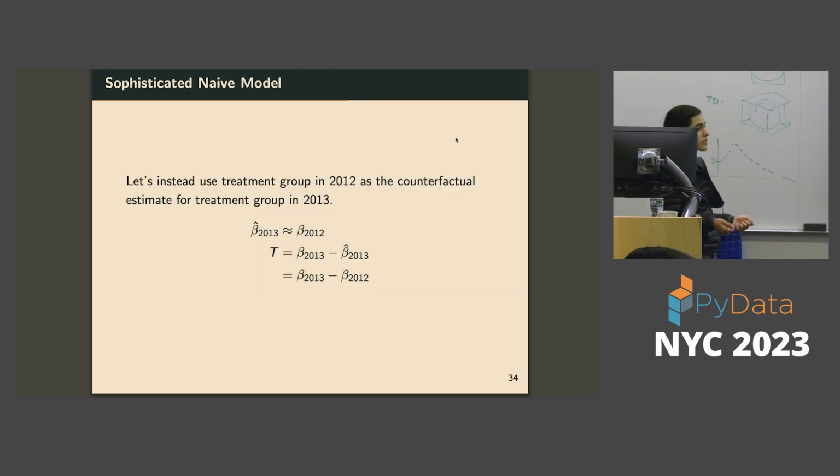So why don't I compare them to their own selves in the previous year, right? So now I want some counterfactual, some what would have been in 2013, but they actually went through static pricing in 2012, so I'll just use that data. So this is my more sophisticated naive model.